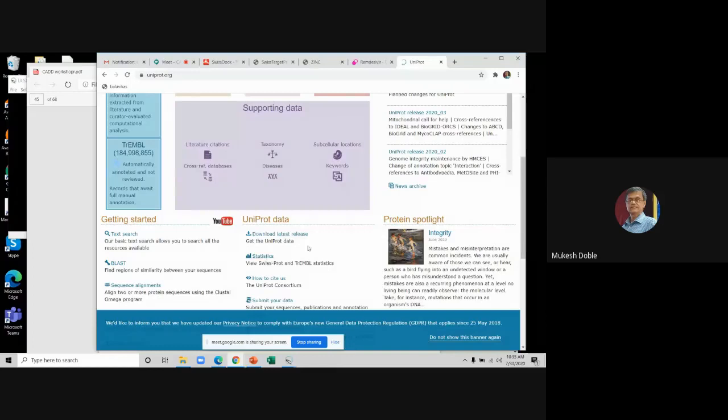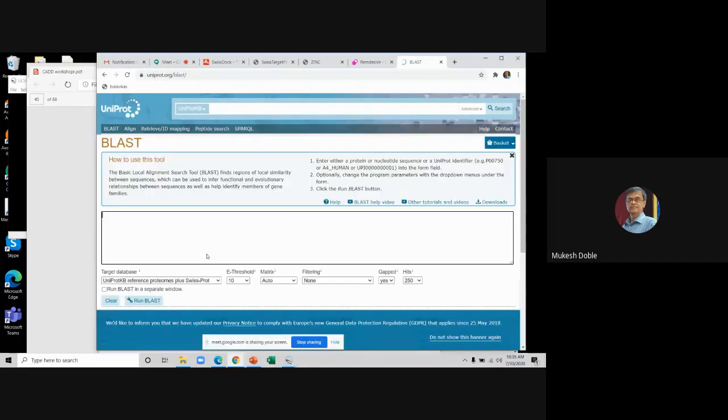So you have many features in this. BLAST is a program which compares the protein sequences. It gives you a lot of help, and it's very simple. We just write down the sequence. Suppose I have a protein which I have sequenced, or a small peptide which I have sequenced. I put it in this box here, and then I say run BLAST. It will try to search.